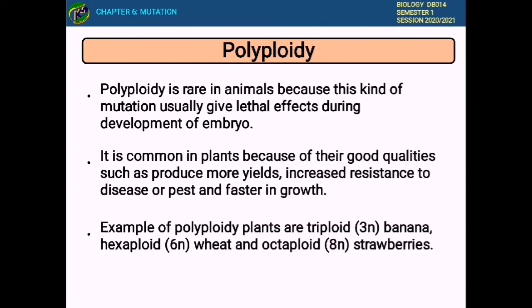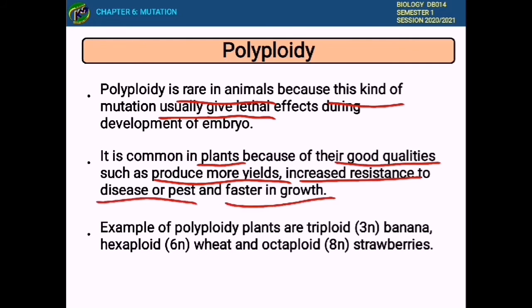Polyploidy is rare in animals, because this kind of mutation usually gives a lethal effect. It can make animals die during development of the embryo. But it is common in plants, because of their good qualities, such as producing more yield, increased resistance to disease or pests, and faster growth. Examples of polyploid plants are triploid bananas, hexaploid wheat, and octaploid strawberries.